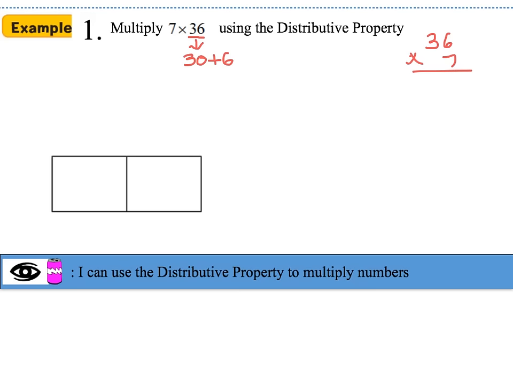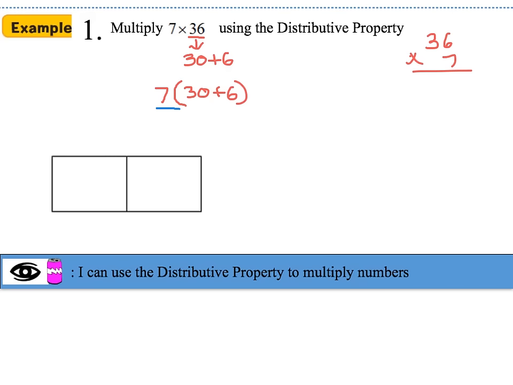And I'm going to write this using the distributive property. So I'm still multiplying it, so I'm going to write 7 times the quantity of 30 plus 6. This is still saying 7 times 36, because 30 plus 6 is still equal to 36. And we're still multiplying, because anytime the number is standing next to the parentheses, you're assuming that you're multiplying. So now we can use the distributive property to multiply this.